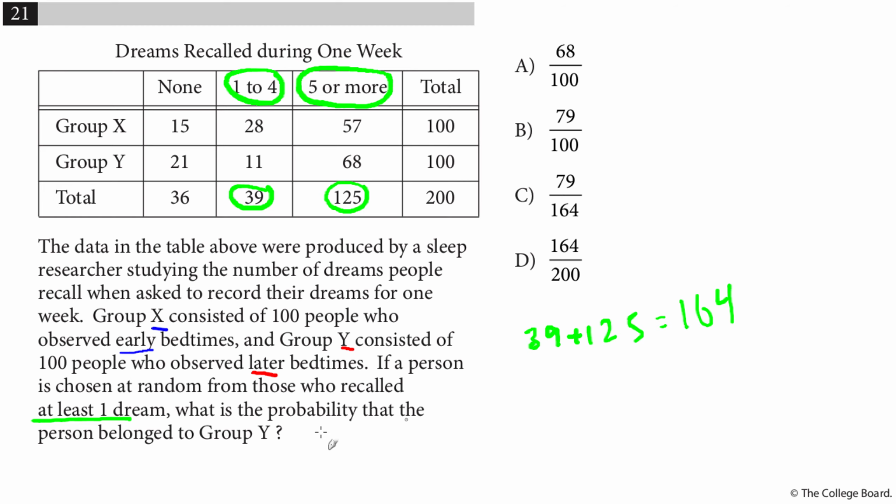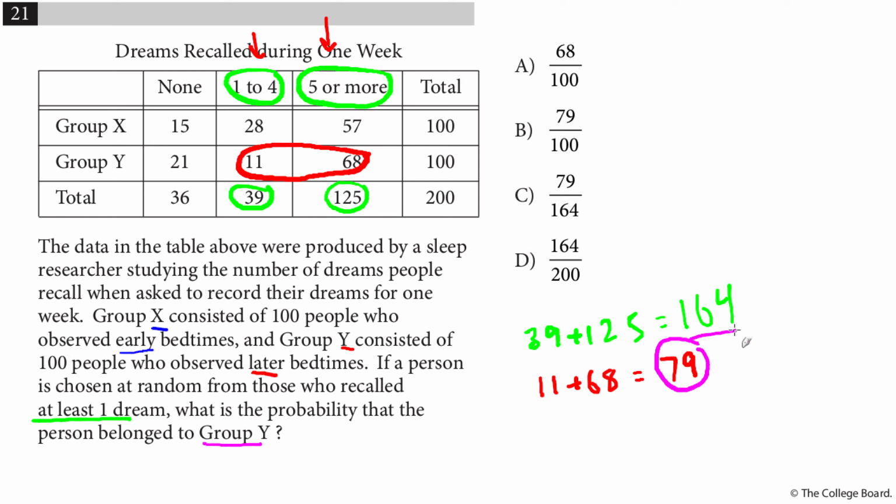Okay, now I want to know which ones of those belong to group Y. So I'm really only looking at these 2 columns. And group Y are these numbers. So 11 people were from group Y that chose 1 to 4, 68 people were from group Y that chose 5 or more, so that is going to be 11 plus 68. And again, either do that in your head or go to the calculator. I know that's going to be 79. And so this is the number of successful people, the ones in group Y.